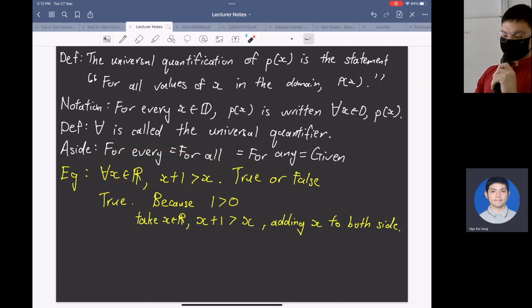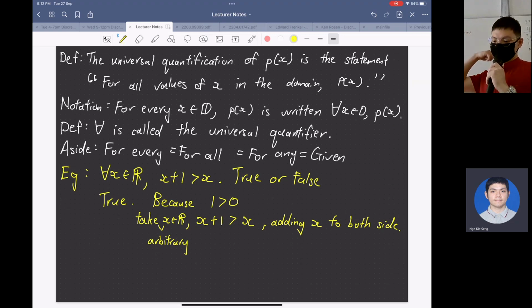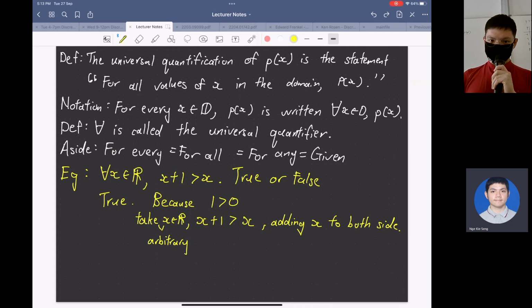Later we will do it again in the rules of inference. To check that for every x, you need to take every x out and check it. This is how I do it for this question. This x is arbitrary. Arbitrary is a random one. I pick one x and I put it in. Since it works for any x, it works for all x. Jason, any question?